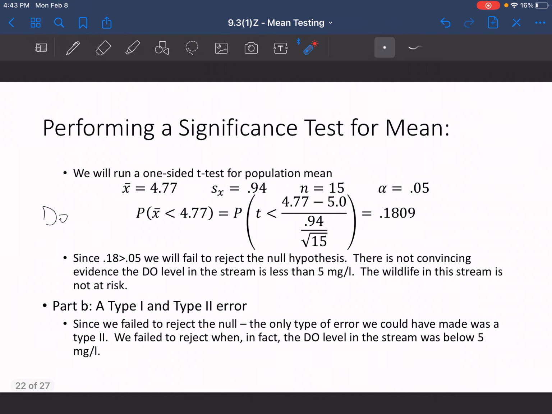So again, we would have our t-value that's represented by this and our p-value that's represented by this. So since 0.18, and we're testing against a significance level of 0.05, so this is our conclusion portion, so since 0.18 is greater than 0.05, we will fail to reject the null hypothesis. There is not convincing evidence that the DO level in the stream is less than 5 milligrams per liter, and the wildlife in the stream is not at risk.